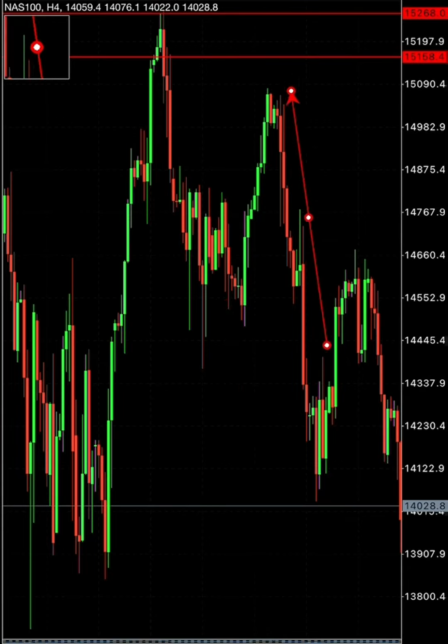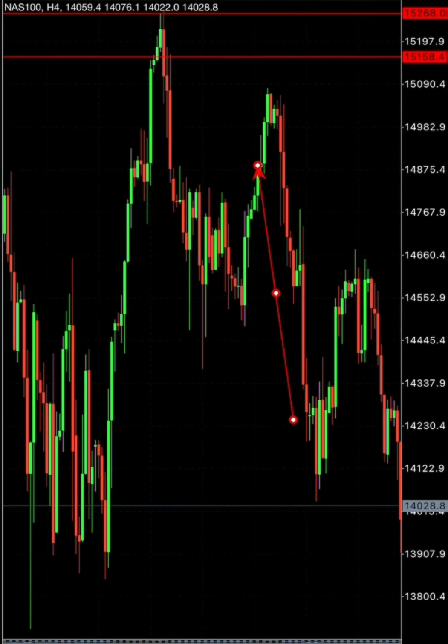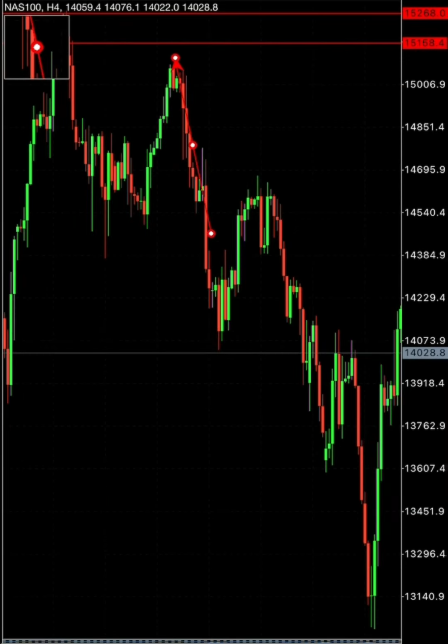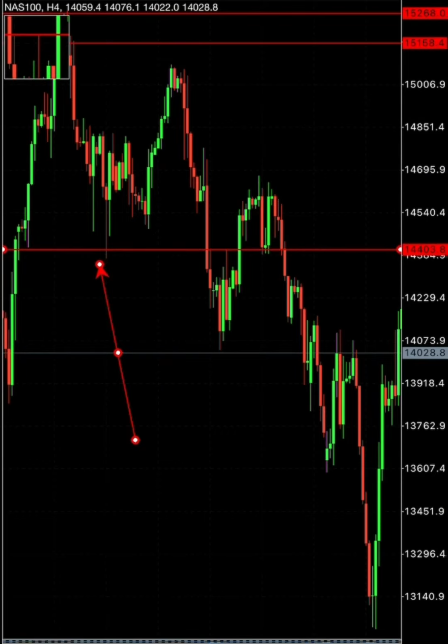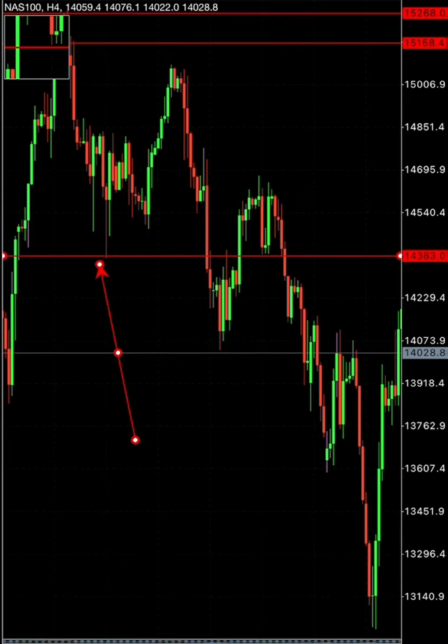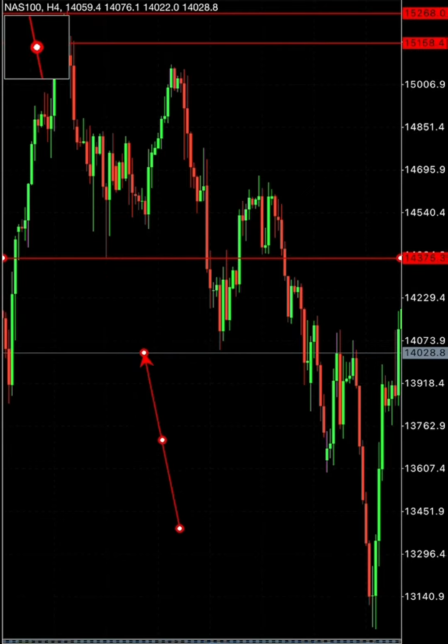Then what you have to wait for, what I do, once I've seen this formation, is I see price break out from this neckline. This is the neckline. Once I see that price break out from this neckline, I wait for price to reverse. Once price retraces, I'll show you 2 steps on how you can take your trade.